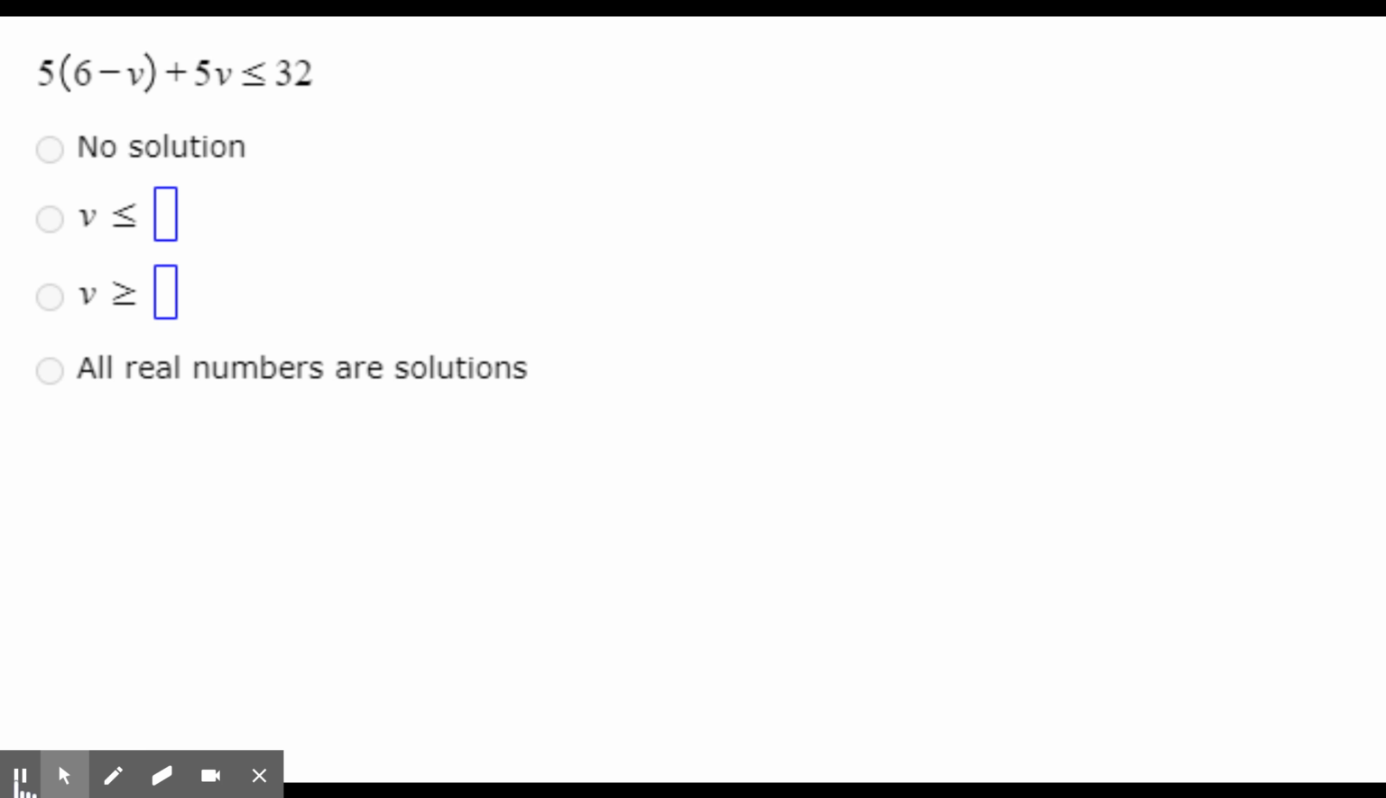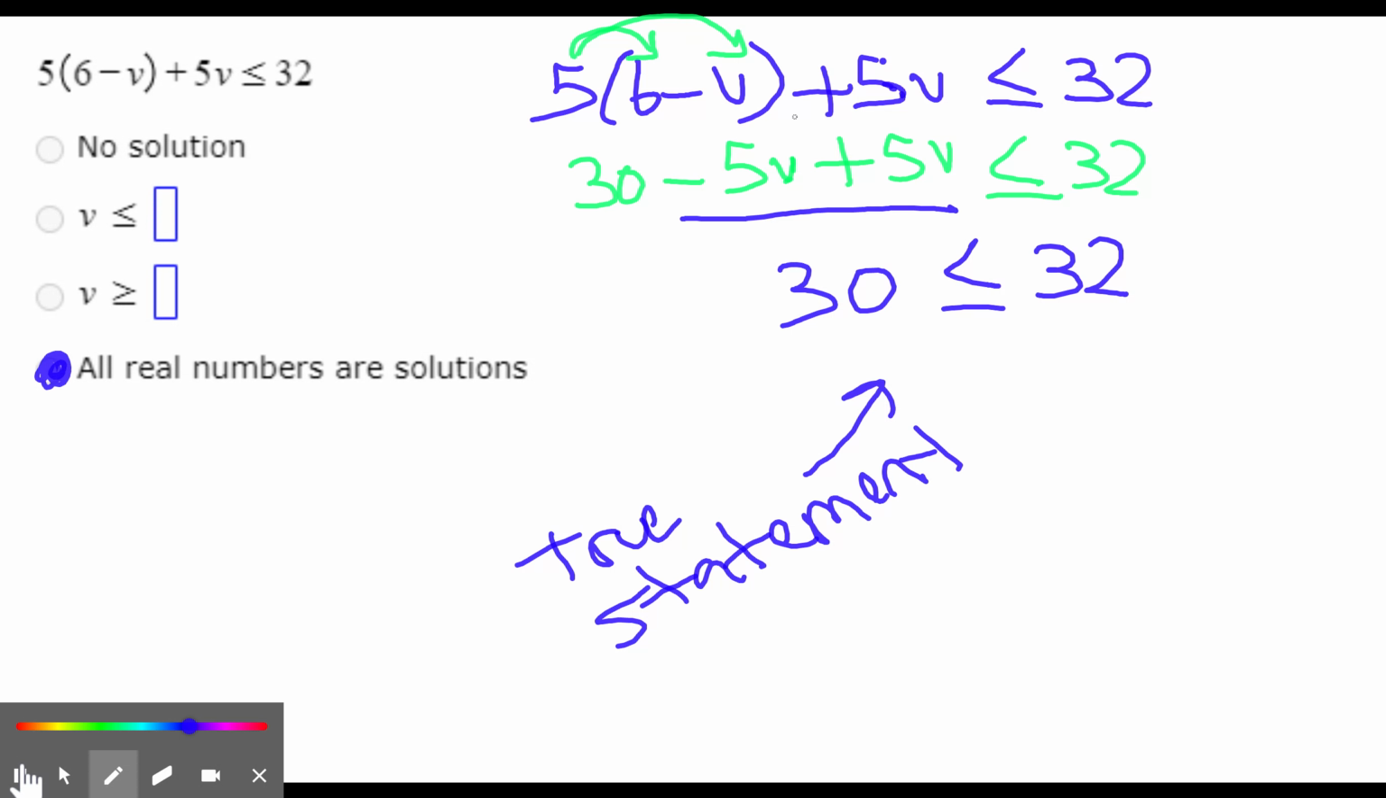And last one, determine whether there is no solution, one solution, or all real numbers are solutions. And for the last one, all real numbers are solutions. After distributing and simplifying, we are left with 30 is less than or equal to 32. Given that this is a true statement, it means that no matter what you substitute in for V, you'll always come down to 30 is less than or equal to 32, which is true, and all real numbers are solutions.